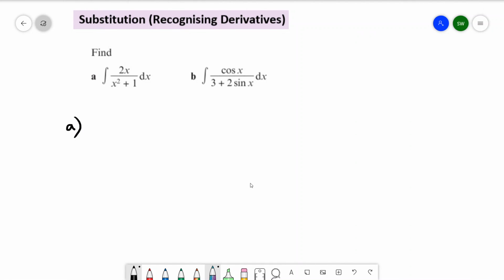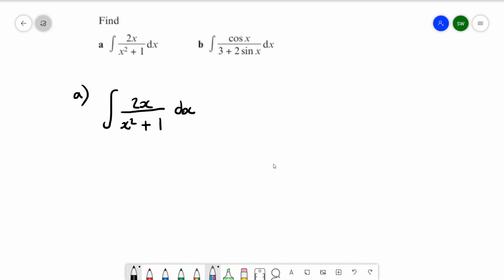So if we look at this integral a, what we're going to try and do is work out what I could let u be equal to that's going to help us simplify this. And in order to see why this works, let's just say I know that u equals x squared plus 1 is going to work. Now, let's try and go through the process of the substitution then.